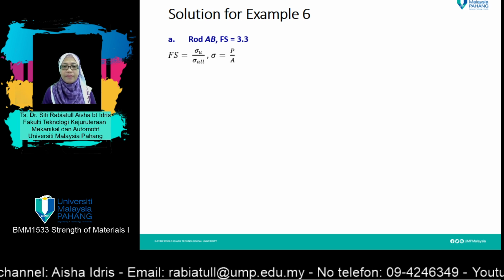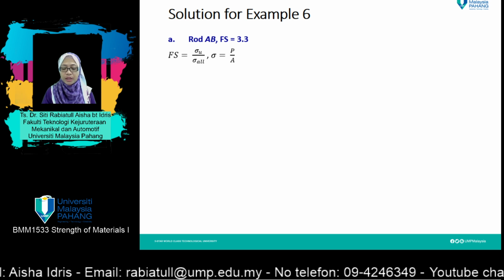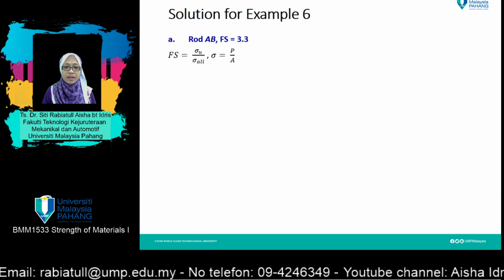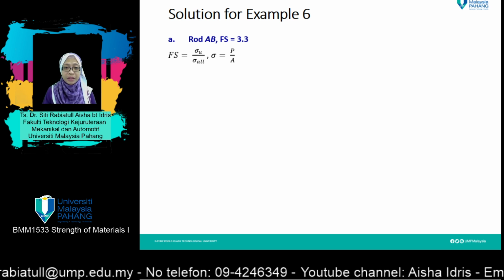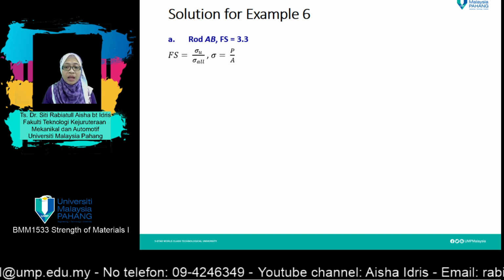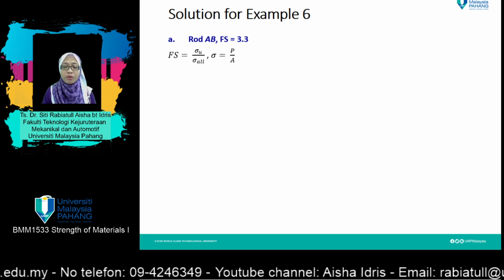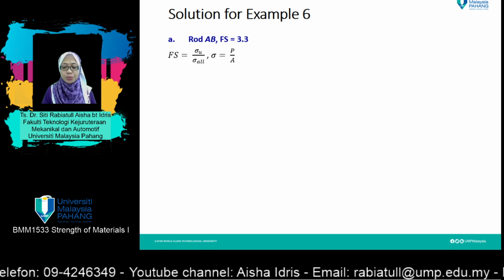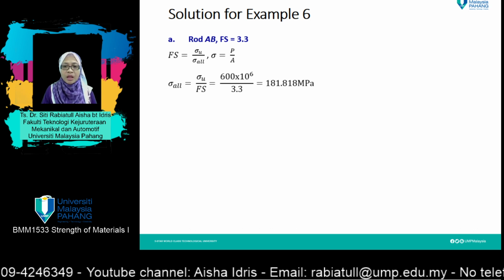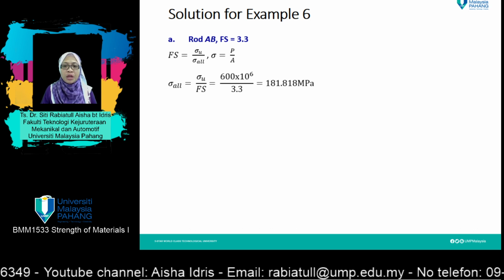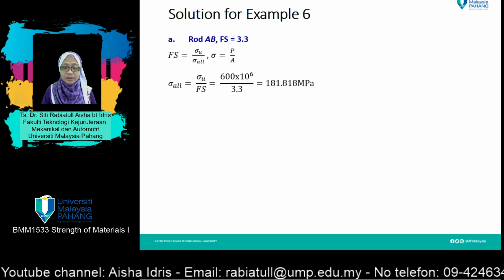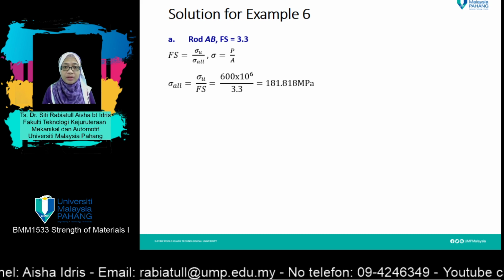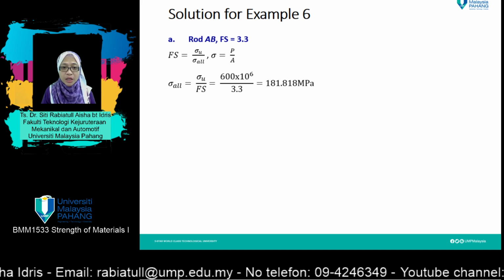In rod AB, the factor of safety is given as 3.3, and we know the formula for factor of safety is sigma ultimate or sigma failure divided by sigma allowable, and the formula for normal stress is sigma equals P over A. From there, we need to find the allowable stress first before we calculate another section.